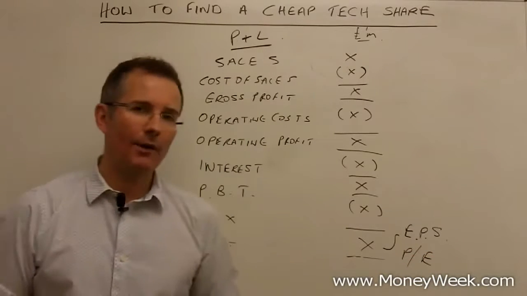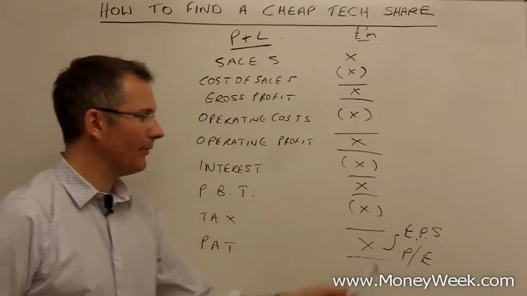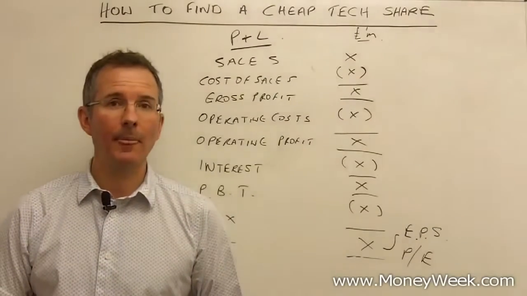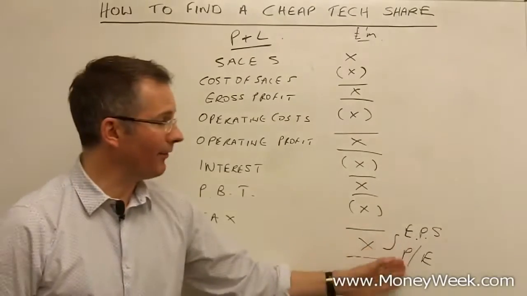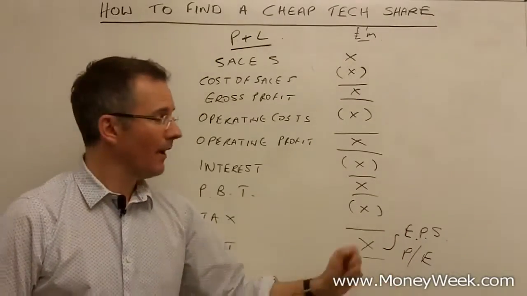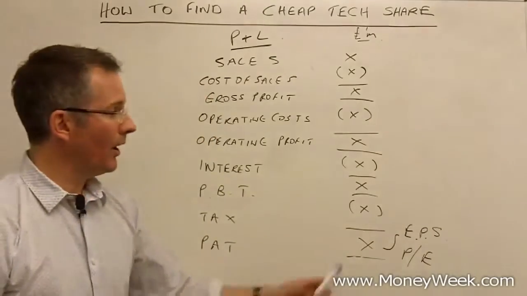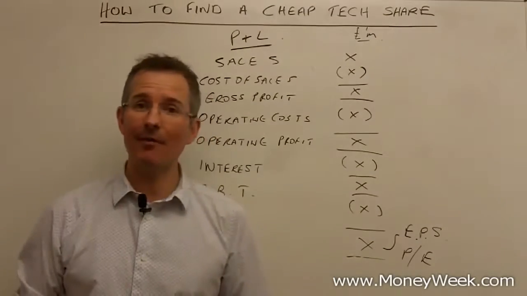With a tech stock, here's your problem. What if the company is not making profits? Answer: the ratio doesn't work. You need an earnings figure to do a PE ratio. And that's the problem you've got at the moment with a lot of tech stocks. There is no earnings figure, so you can't do a PE very easily.